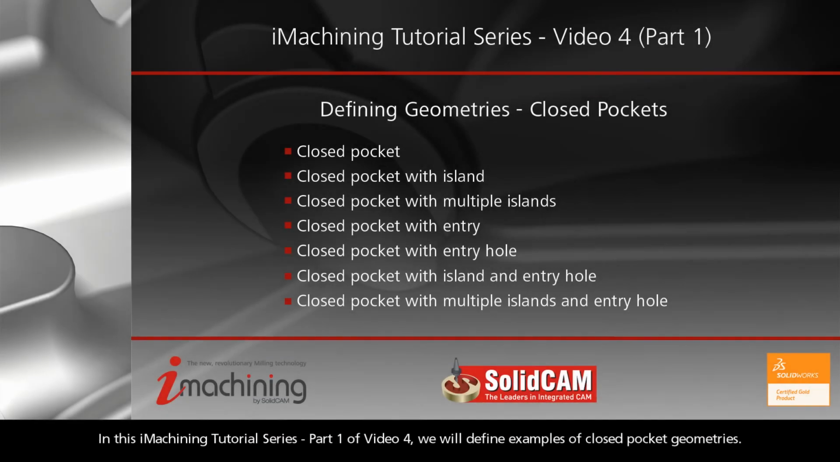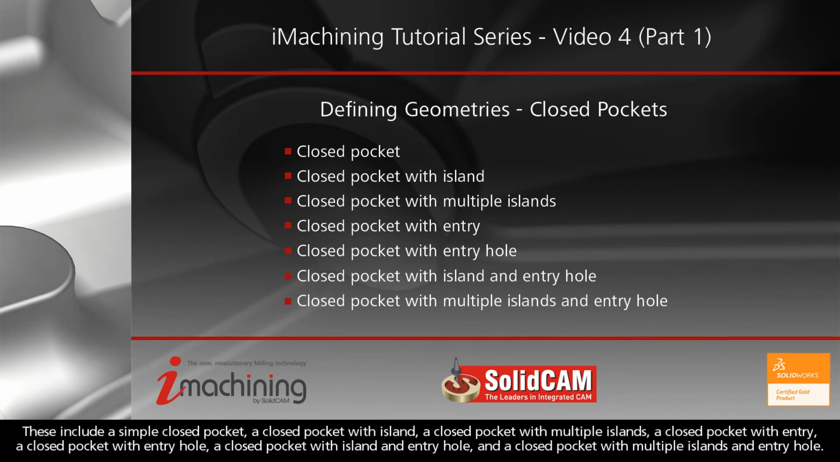In this iMachining tutorial series, part 1 of video 4, we will define examples of closed pocket geometries. These include a simple closed pocket, a closed pocket with island, a closed pocket with multiple islands, a closed pocket with entry, a closed pocket with entry hole, a closed pocket with island and entry hole, and a closed pocket with multiple islands and entry hole.